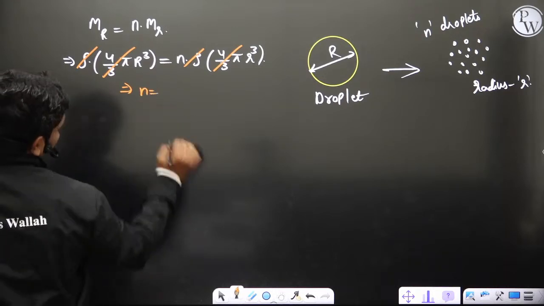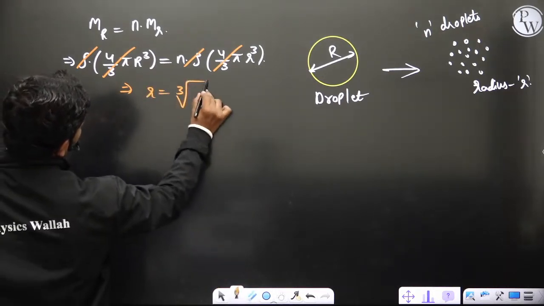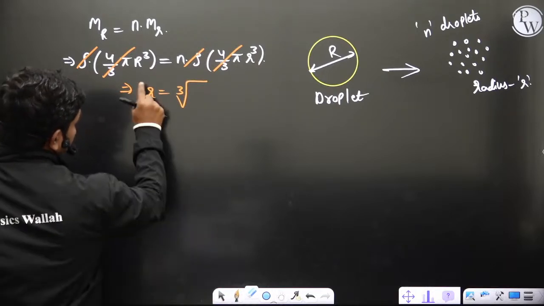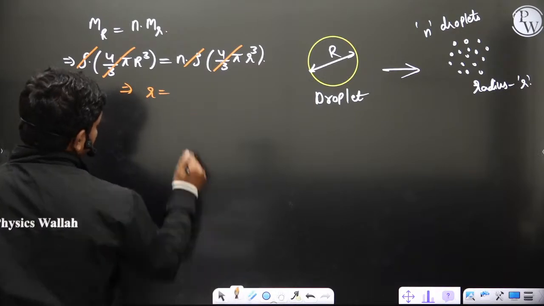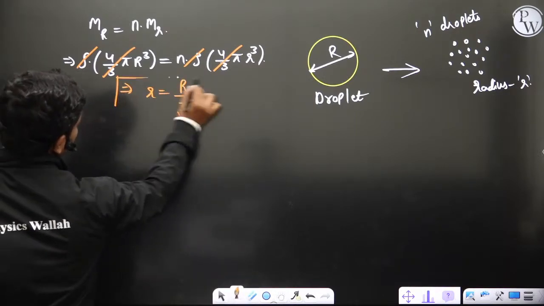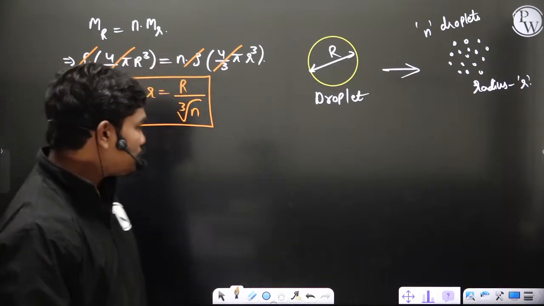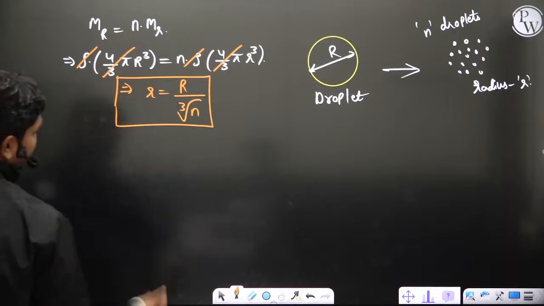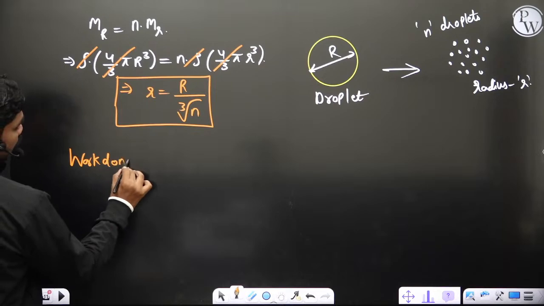N is equal to... this r initially is equal to the cube root of... okay, so r is equal to capital R divided by cube root of n in general. Okay, so this is how you get the radius, obviously, because it's simple mass balance. If you do simple mass balance, you will get r equal to capital R by cube root n. Now work done is equal to sigma at this interface.